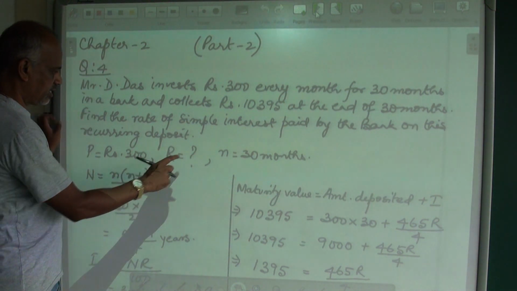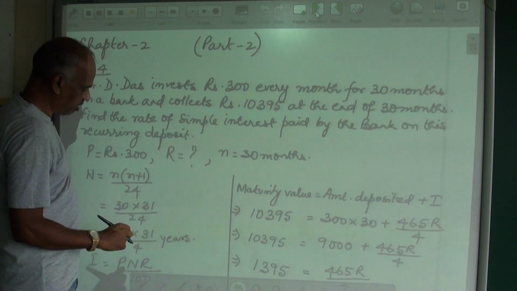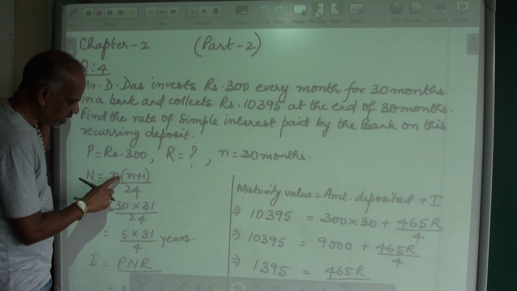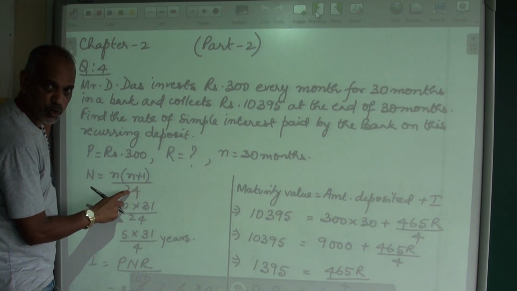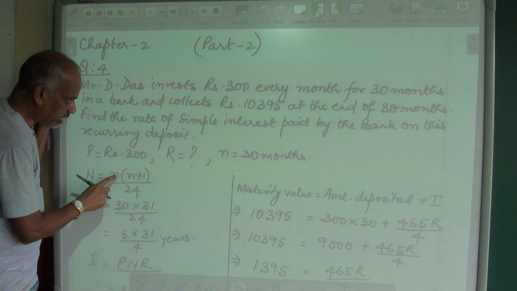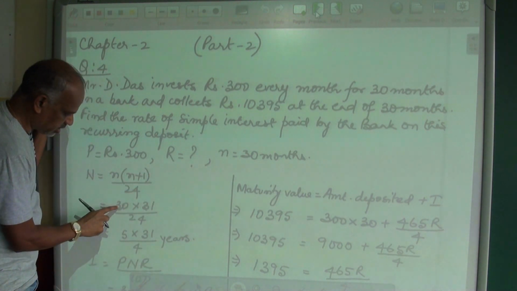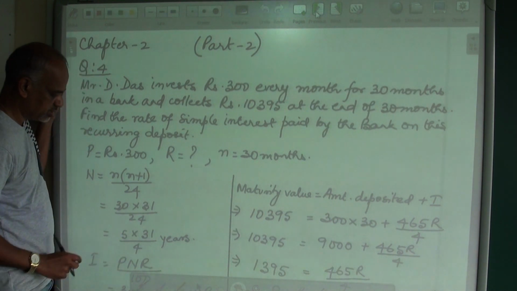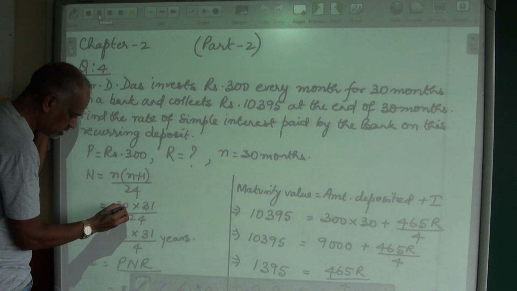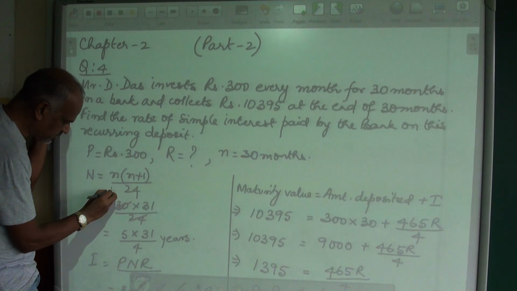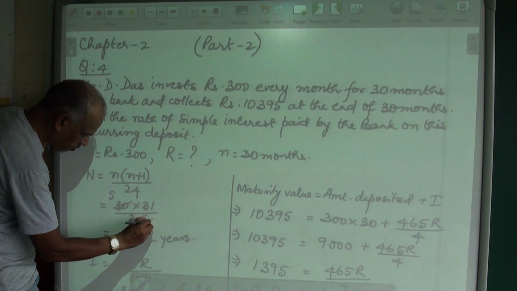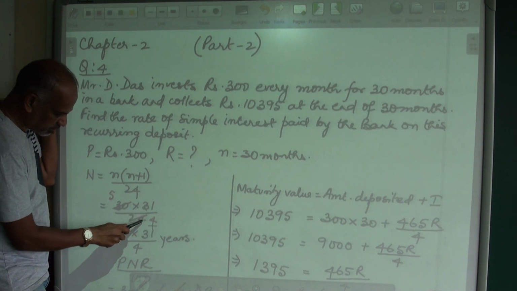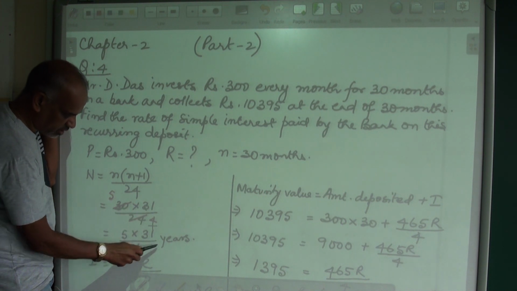Now, let's start our calculation. First thing that you have to find is capital N. Capital N is equal to small n times n plus 1 divided by 24. N value is 30, so 30 into 30 plus 1, that's 31, divided by 24. You can simplify this. Both can be divided by 6. This will go 5 times, this will go 4 times. So your capital N value is 5 into 31 by 4 years.